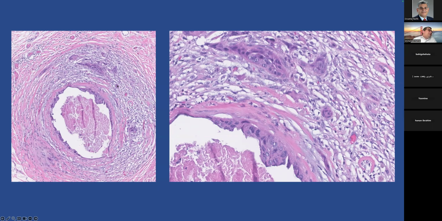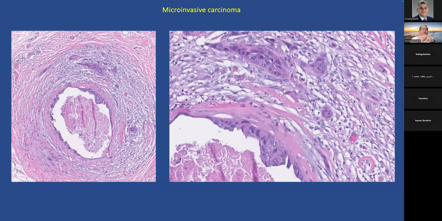But outside the duct, you can see a lymphocytic reaction and stromal reaction around some nests of cells which have the same cytologic features of DCIS. But those are in size way less than 1 millimeter. We're talking about 10, 15 cells. So this is a microinvasive carcinoma.